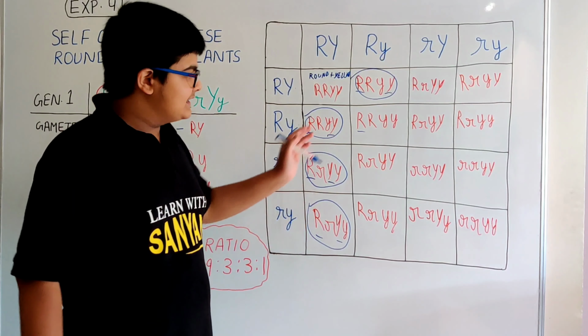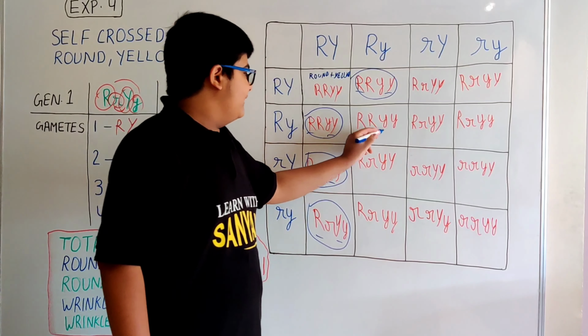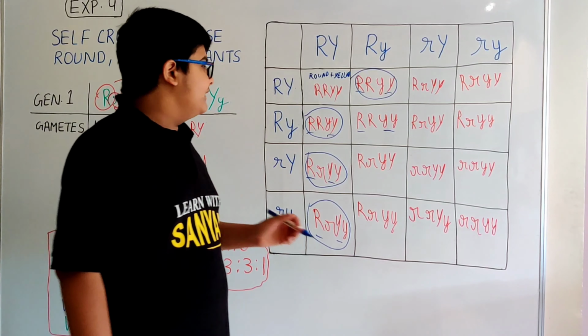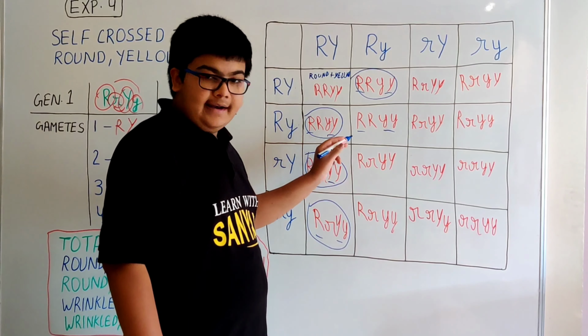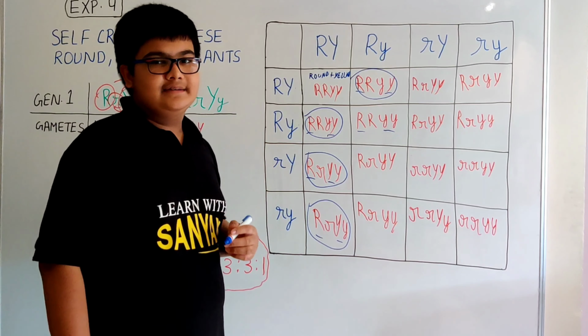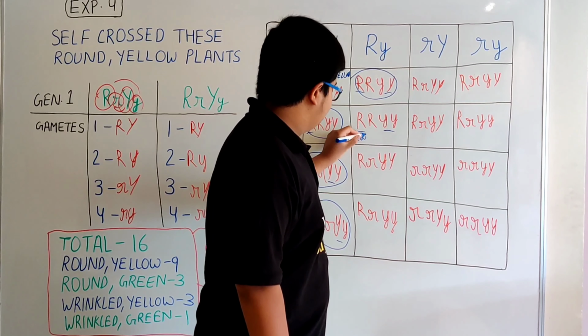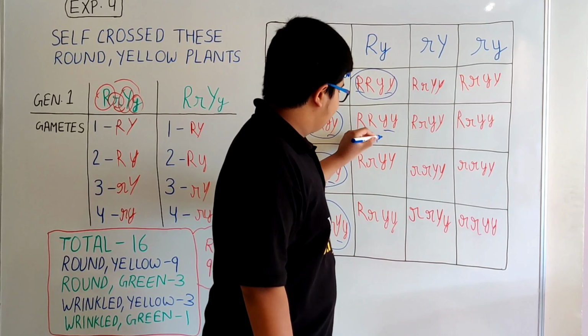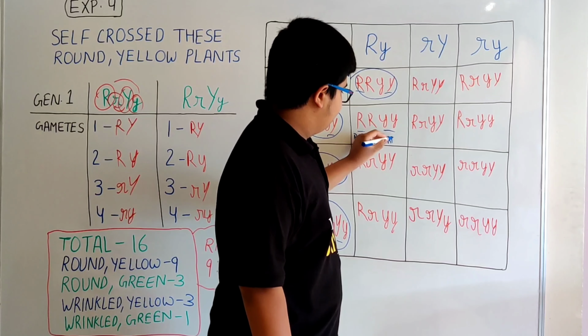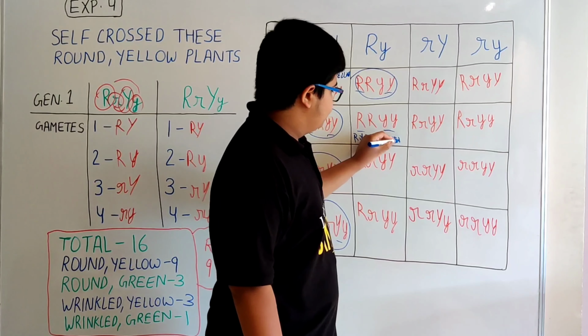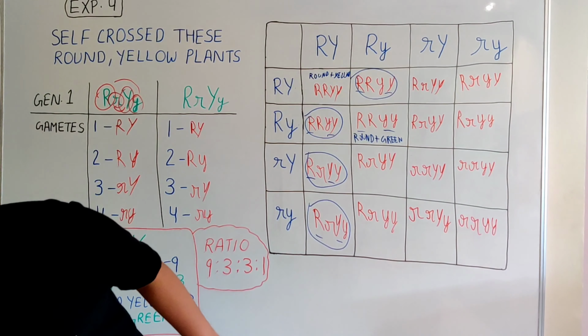This one doesn't have any capital Y. So this means that it will have a round seed plus a green seed. So this is an exception. It will have round plus green. So let me represent this with the help of the green color.